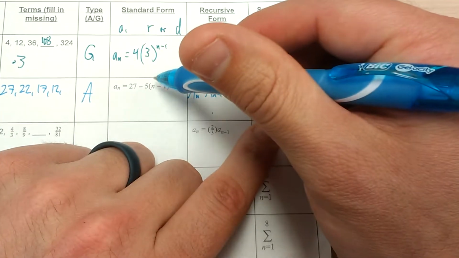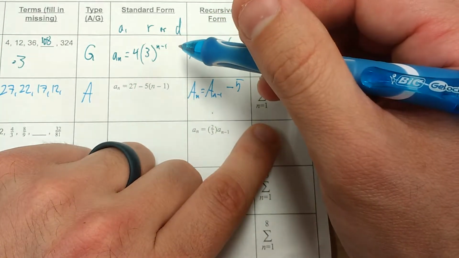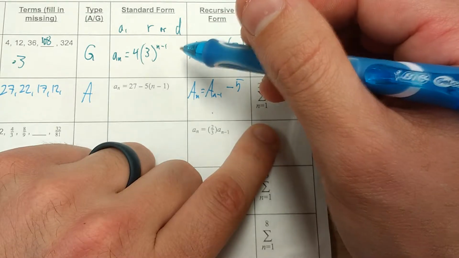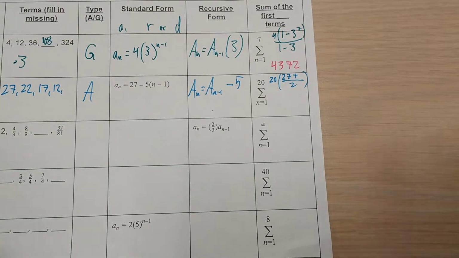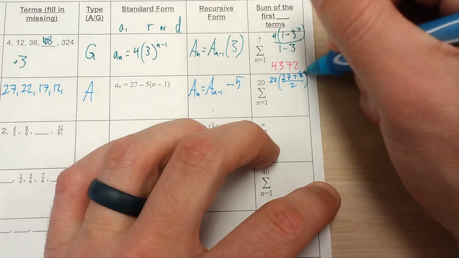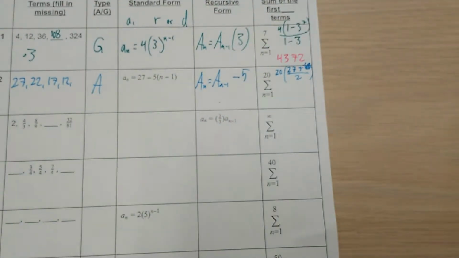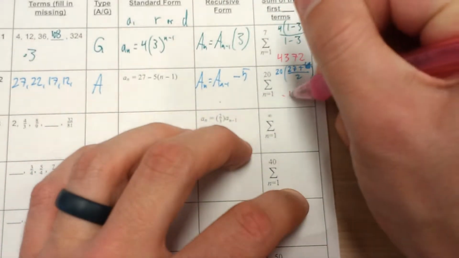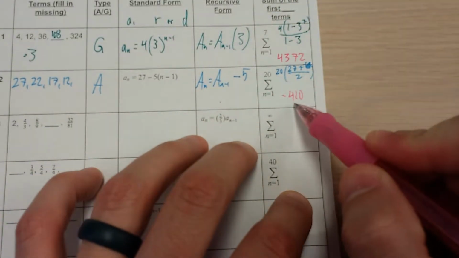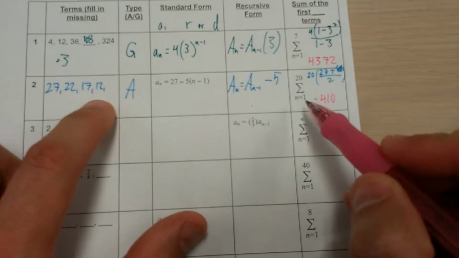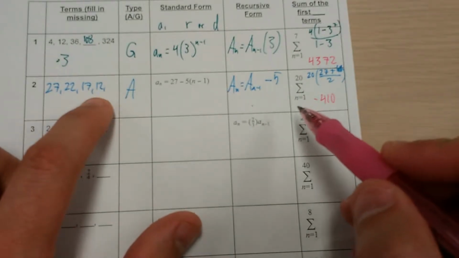What's that? 95. So 27 minus 95. Kind of tough to do in our heads. Oh, it's negative 68. Negative 68 there. And do some typing in our calculator. See, 27 minus 68 divided by 2 times 20. All right, so we're getting negative 410. And it makes sense if we get a negative sum here because these numbers are quickly going to become negative here in about 2 or 3 terms.